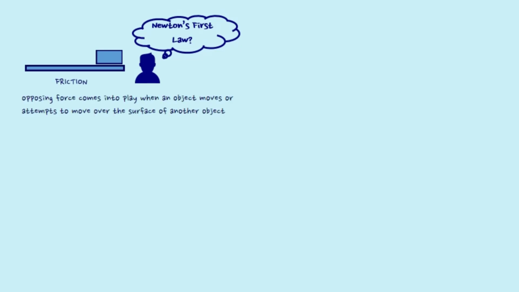When an object moves over the surface of another object, its motion is always opposed by a retarding force. This means when the object was trying to move in the forward direction with a constant velocity, it is actually experiencing a retarding force opposing its motion. This opposing force ultimately makes the object come to rest. This opposing force is termed friction. Hence, friction is an opposing force that comes into play when one body moves or attempts to move over the surface of another body. The frictional force always acts parallel to the surface in contact.